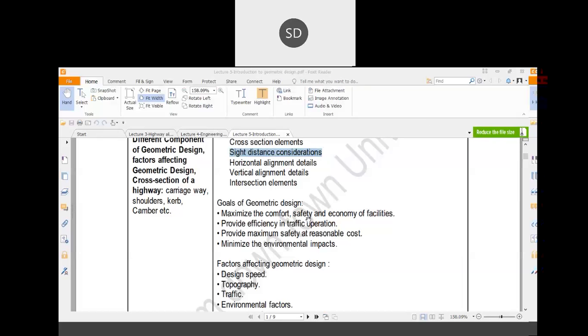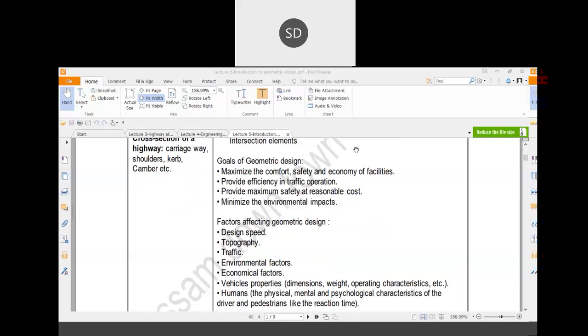So what are the goals of the geometric design? Goals are to maximize the comfort, safety, and economy of the facility, provide efficiency in traffic operation, provide maximum safety at reasonable cost, and minimize the environmental impact. So let us discuss what are the different things which affect the geometric design.